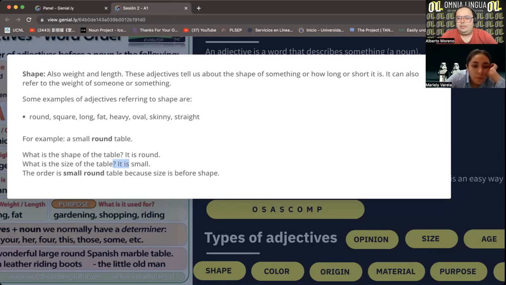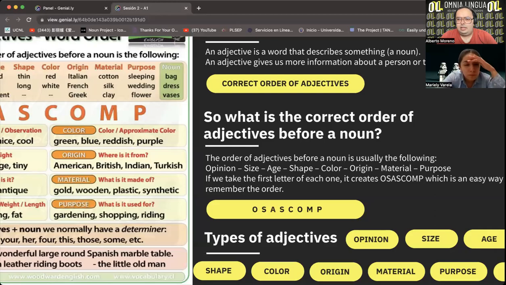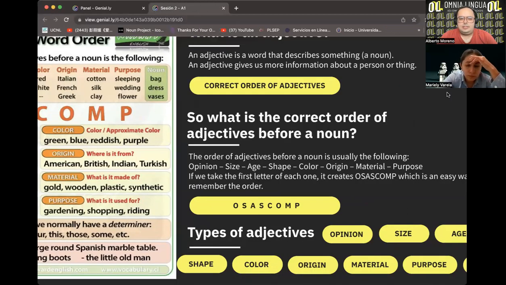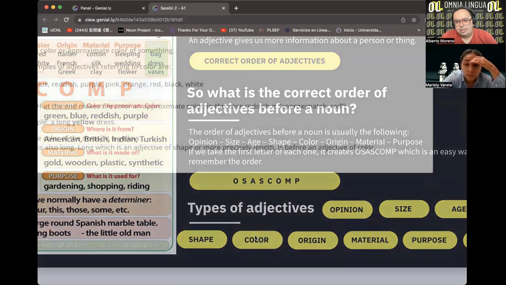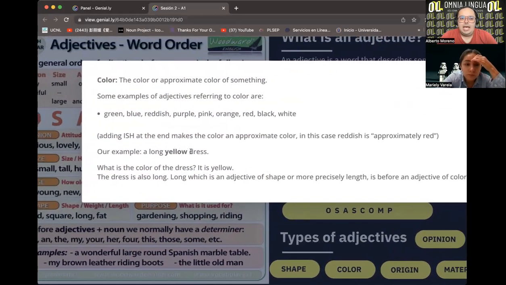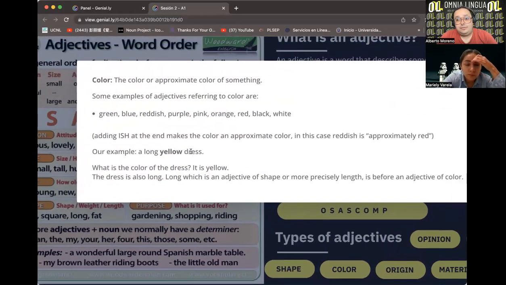Very good. So then we have color, and color is quite easy. It says color or approximate color of something. Some examples of adjectives referring to color are green, blue, reddish, purple, pink, orange, red, black, white.